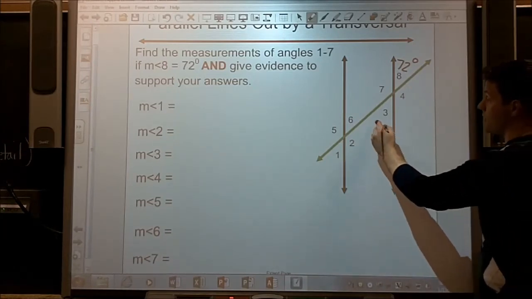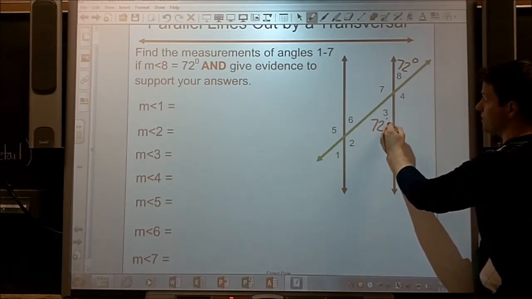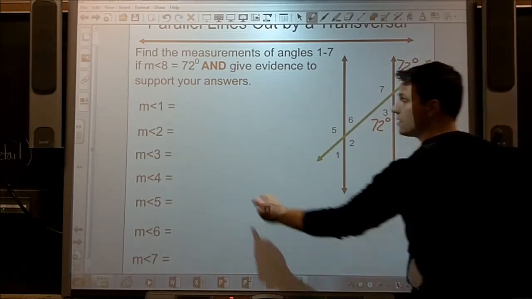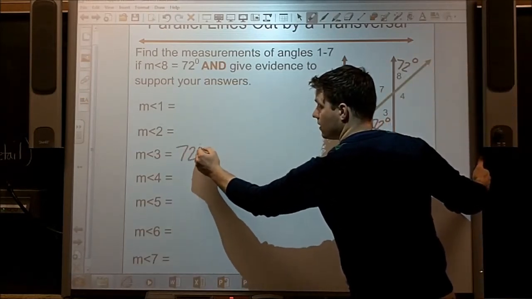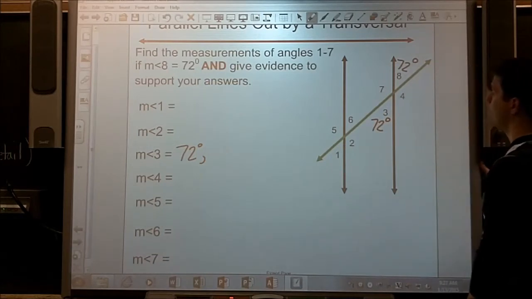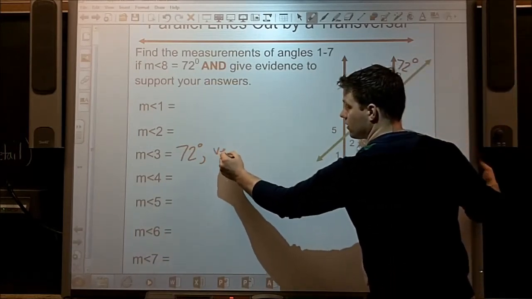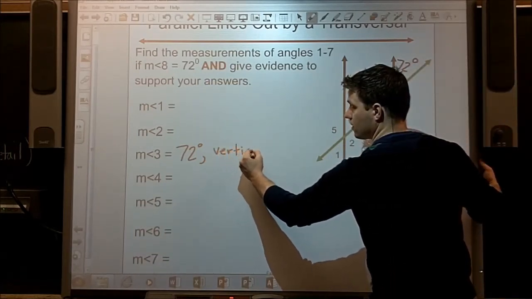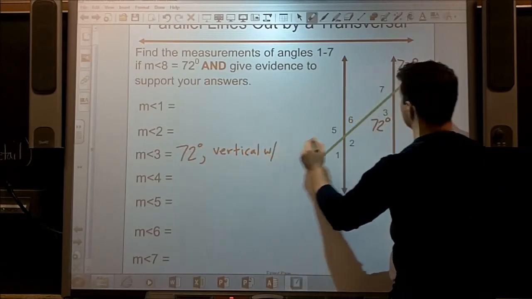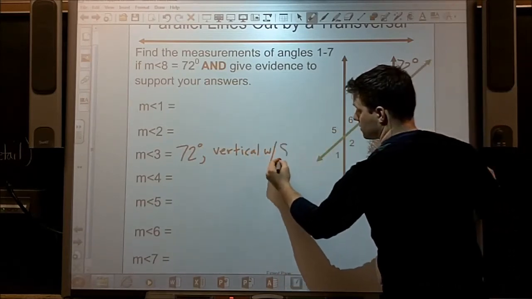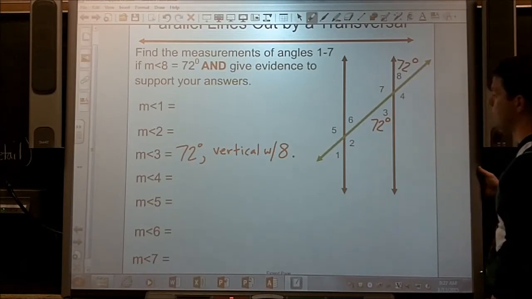So angle 3, I'm going to say it's 72. Okay? Now, why is it 72? Well, it's vertical with 8. It's vertical with 8.